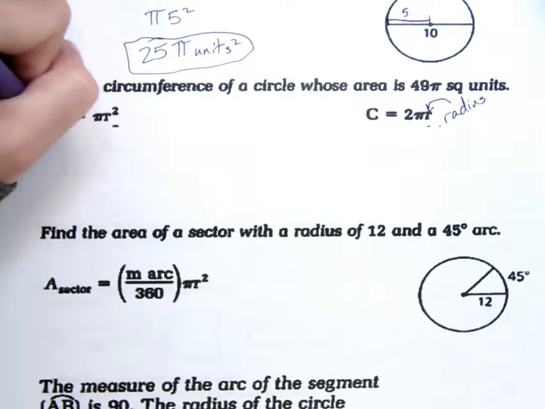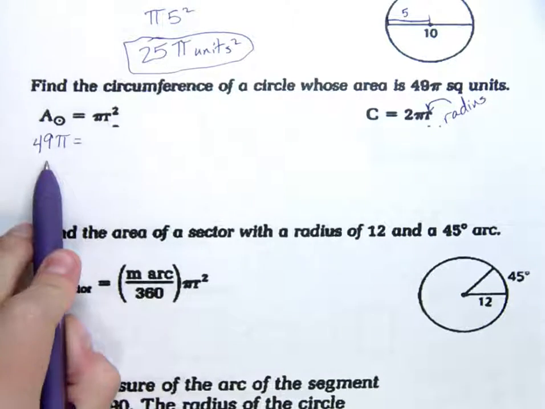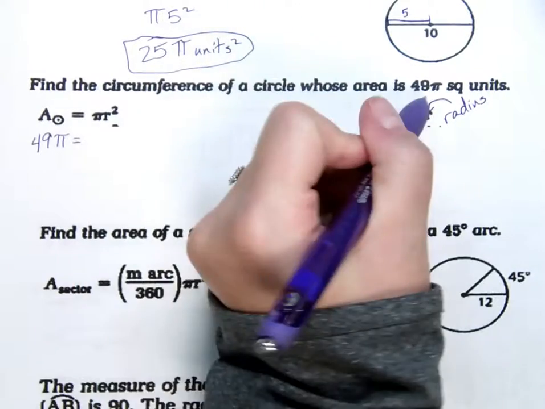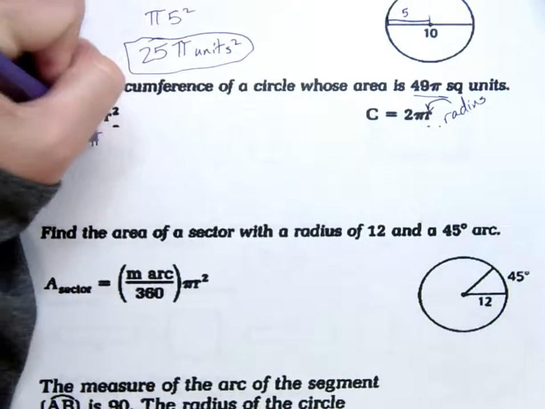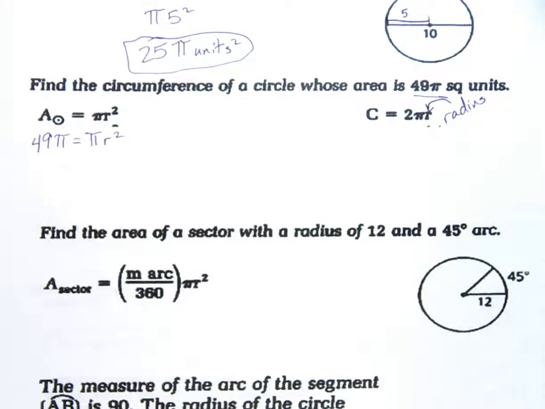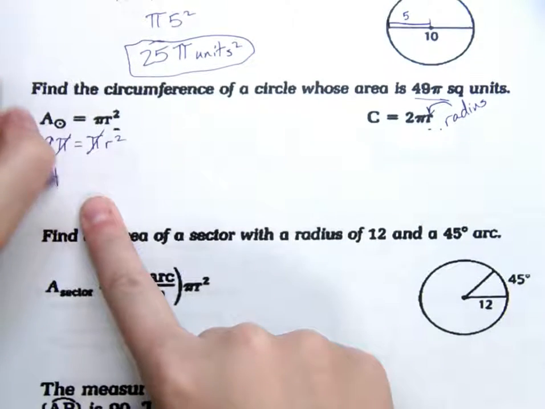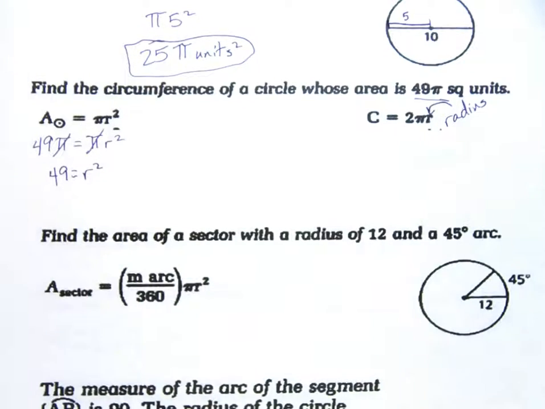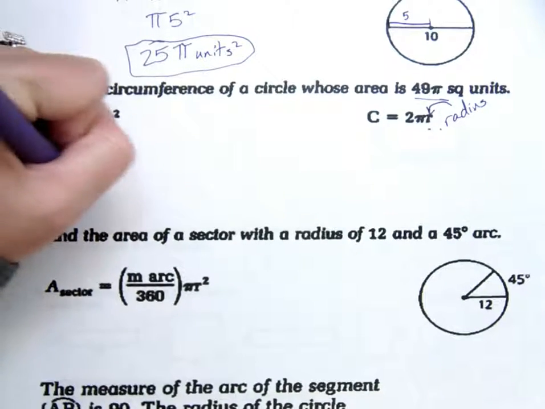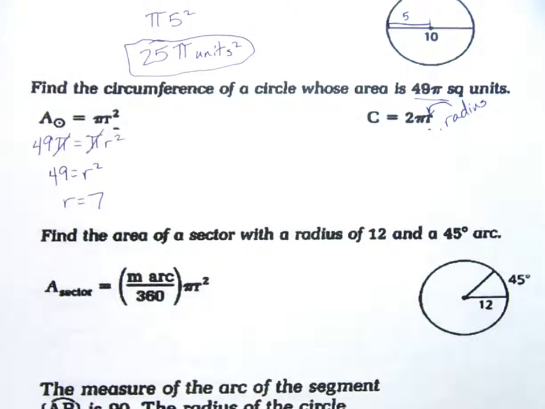So if we plug in our area, instead of writing the area, we're going to write 49 pi, because that's what it gives us, and then pi times the radius squared. We've got pi on both sides of the equation, so do we know what we can do with it? Get it out of there. Cross that out. So now 49 is equal to r squared. Do we remember the square root of 49? All right, so our radius is 7. Now we have everything we need to find the circumference.